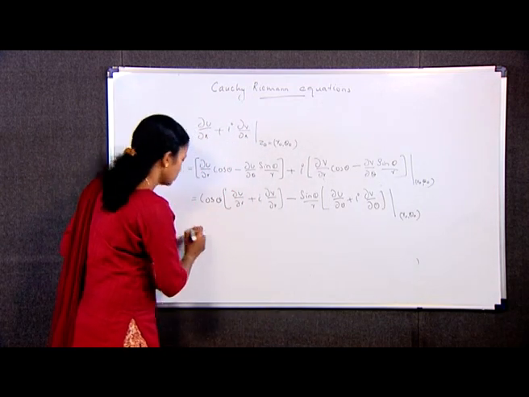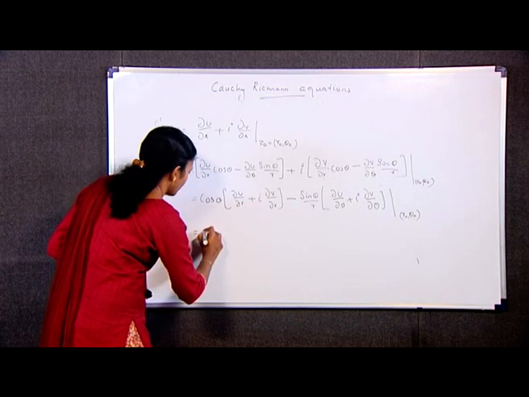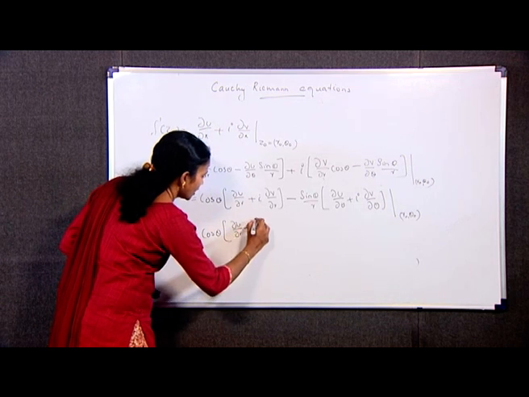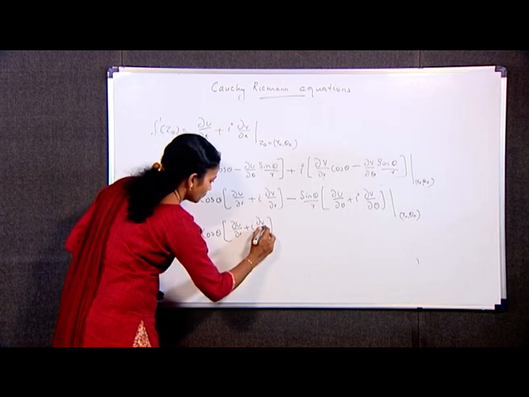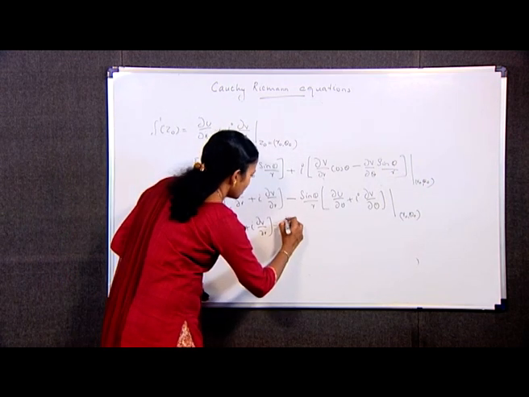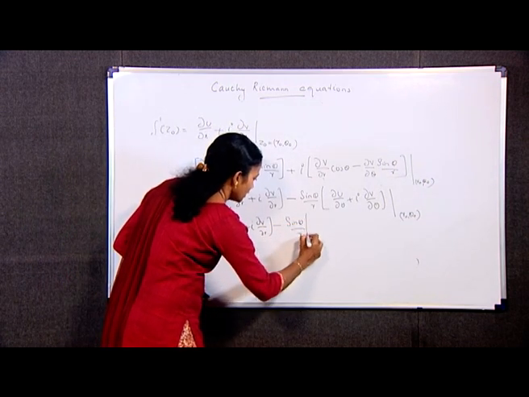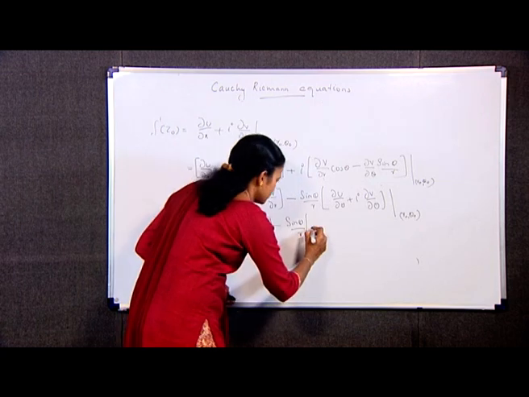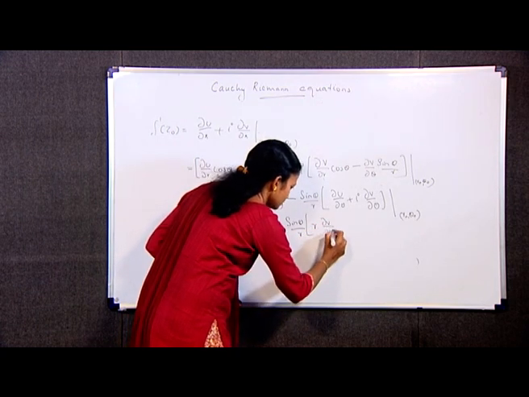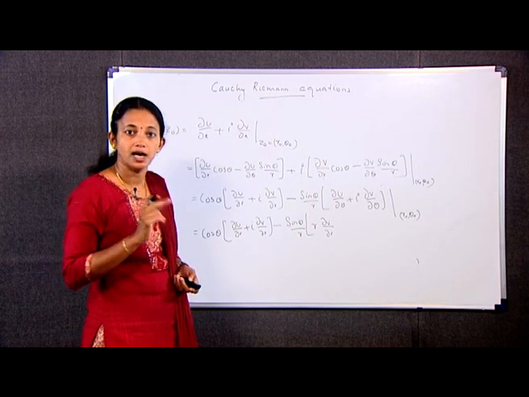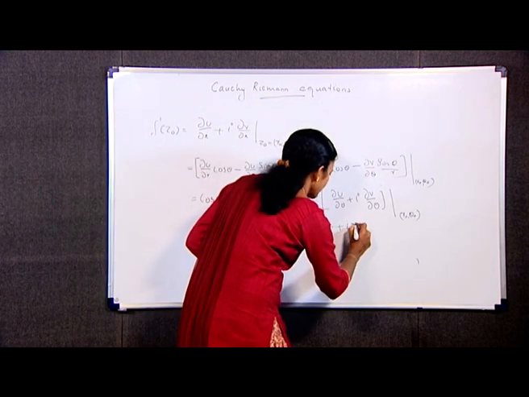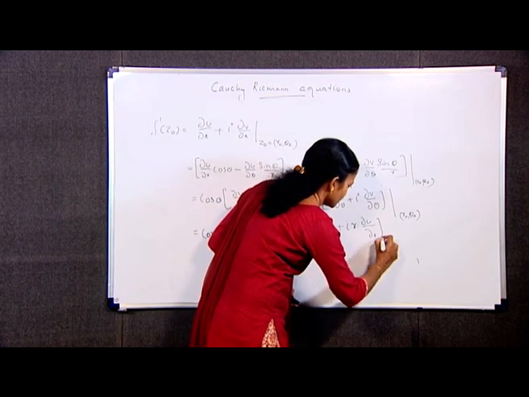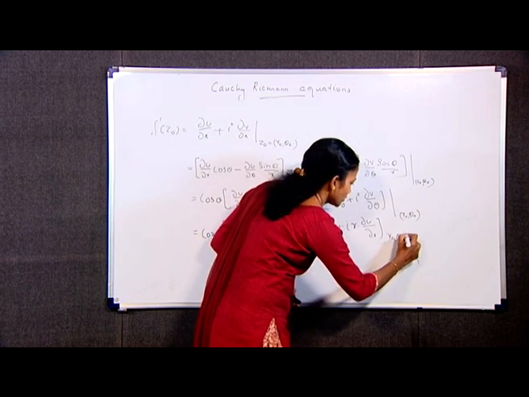This I can write as cos theta into (dou u by dou r plus i dou v by dou r) minus sin theta by r into, in the brackets, r into dou v by dou r plus i r into dou u by dou r, at the point r naught, theta naught.